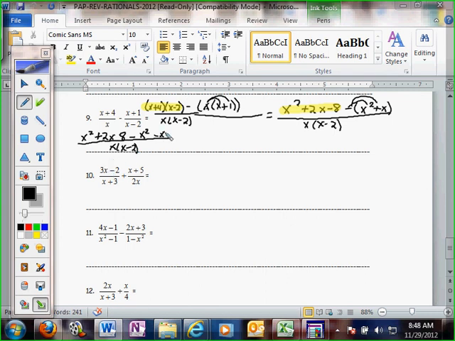Combine like terms up top. I have a plus x squared, I have a minus x squared. They cancel each other out. Then I have a 2x minus x. That's just x. Then I have minus 8. I'm sorry, forgot my minus sign. Minus 8 over x times x minus 2. Nothing else factors, nothing else cancels. We're done right there.